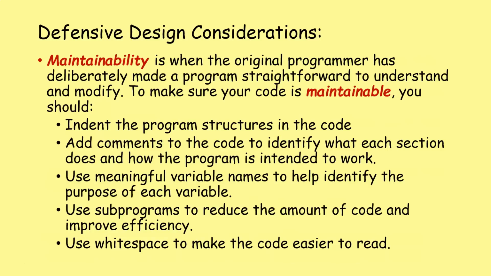Maintainability is when the original programmer has deliberately made a program straightforward to understand and modify. To make sure your code is maintainable, you should indent the program structures in the code, add comments to the code to identify what each section does and how the program is intended to work, use meaningful variable names to identify the purpose of each variable, use subprograms to reduce the amount of code and improve efficiency, and use whitespace to make the code easier to read.